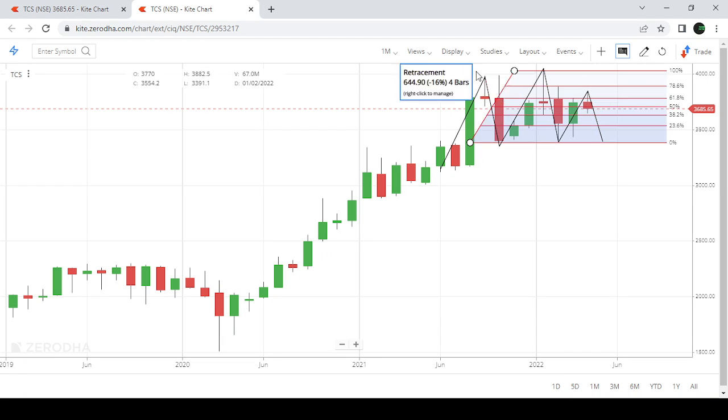So this is how we calculate a rally, and this is how we calculate Fibo levels, or what are the immediate support and resistance available in the market.